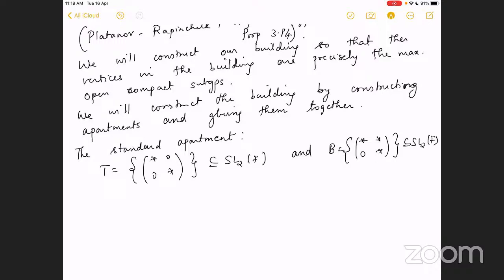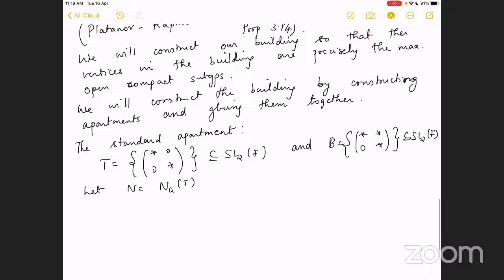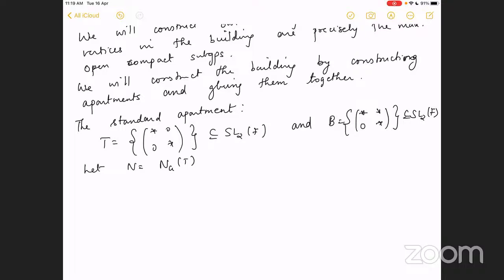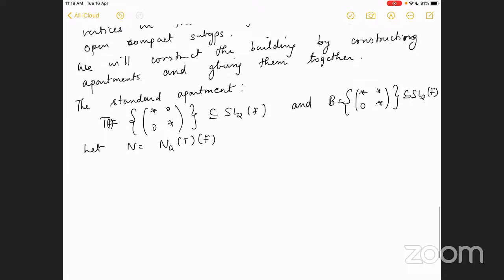Okay. And let N be the normalizer of T. I'm sort of mixing notation, denoting the algebraic group and its F points by the same letter. I think I'll continue to do that. So N is N_G(T)(F). Note that N is generated by the torus and any representative of this Weyl group element.